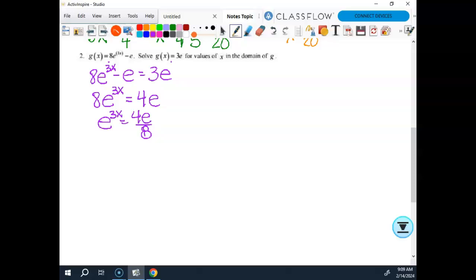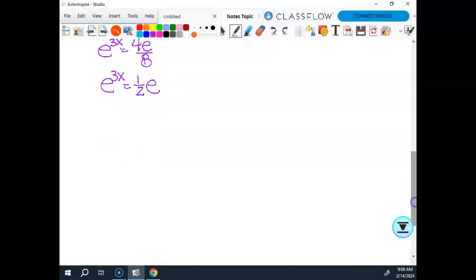Let's go with 1/2 times e first. So e to the 3x power equals 1/2 e. Now, I cannot just drop the e's because I have that 1/2 in there. Like I did up there on the first one, I could have just dropped them because they were both isolated. But I have that 1/2 here, so that's a big fat no. So instead, I'm going to take the natural log of both sides. So natural log of e to the 3x power equals natural log of 1/2 e.